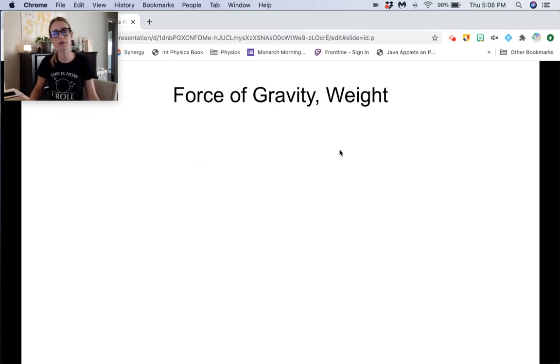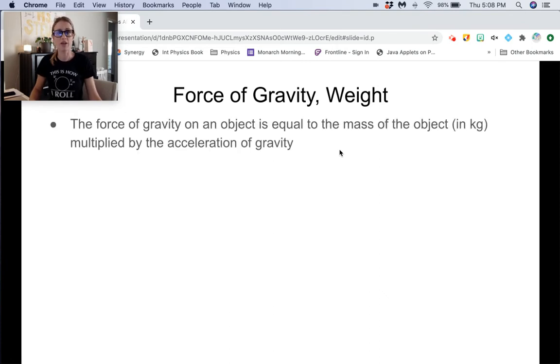So let's talk a little bit about the force of gravity, which is what we call the weight of the object. The force of gravity on an object is equal to the mass of the object in kilograms multiplied by the acceleration of gravity. Now we know from kinematics that the acceleration of gravity on Earth is 9.8 meters per second squared. So that is your little g here. You'll see this notation a lot, little g. Whenever you see that, that's just the acceleration of gravity, which we know, again, on Earth is 9.8 meters per second squared. So this is the force that's causing an object to accelerate towards the Earth. It's causing us to stay on the Earth.